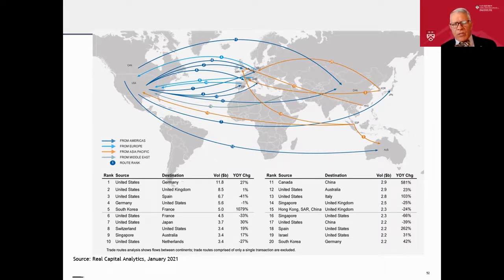So if we look at, this is now Real Capital Analytics collecting data from around the world, and the lines show the capital flowing across country lines. So in 2020, the United States invested $11.8 billion into Germany, a 27% increase over the previous year. If you go to number 4, Germany into the United States was $5.6 billion, a 1% decline from the previous year. And so you see money moving around the world.